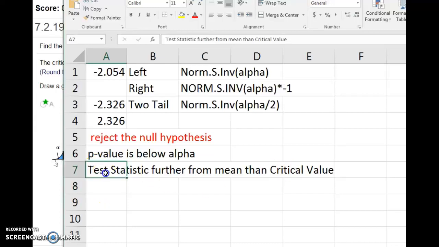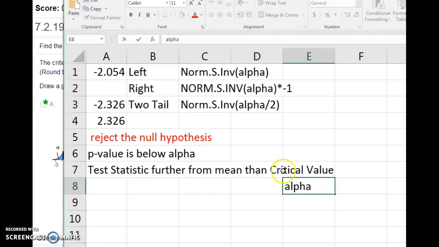And just look at what this means. If the test statistic is further away from the mean, then it has an even less probability of occurring than the critical value. And what's the critical value's probability of occurring? Alpha. That's how we get the critical value. And so if our test statistic is further away from the mean, it means the test statistic's probability is below or less than alpha. So it's two ways of saying the same thing, just two different ways to decide whether you reject the null hypothesis or not.